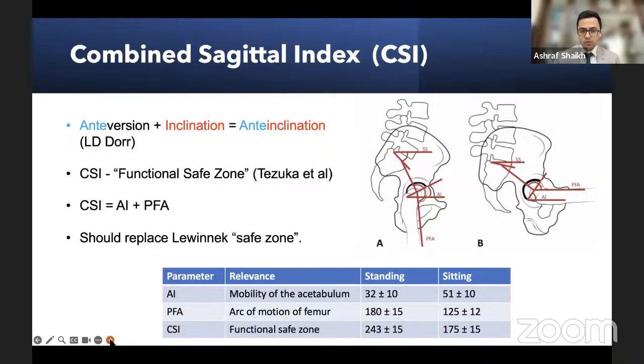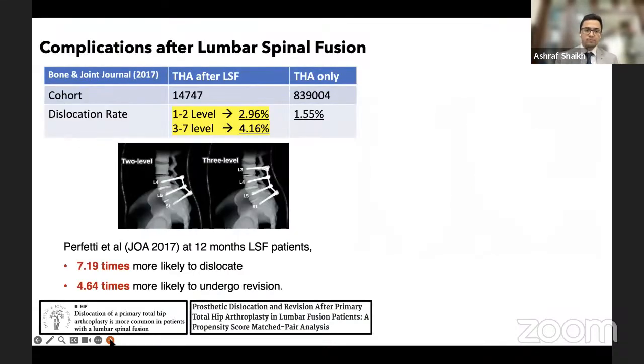And when we add these two, the sum of these two is the combined sagittal index, which is actually the functional safe zone, which should ideally replace the Lewinnek safe zone. And this is around 243 degrees in standing, and it reduces to around 175 degrees in the sitting position. So this is actually the impingement-free zone.